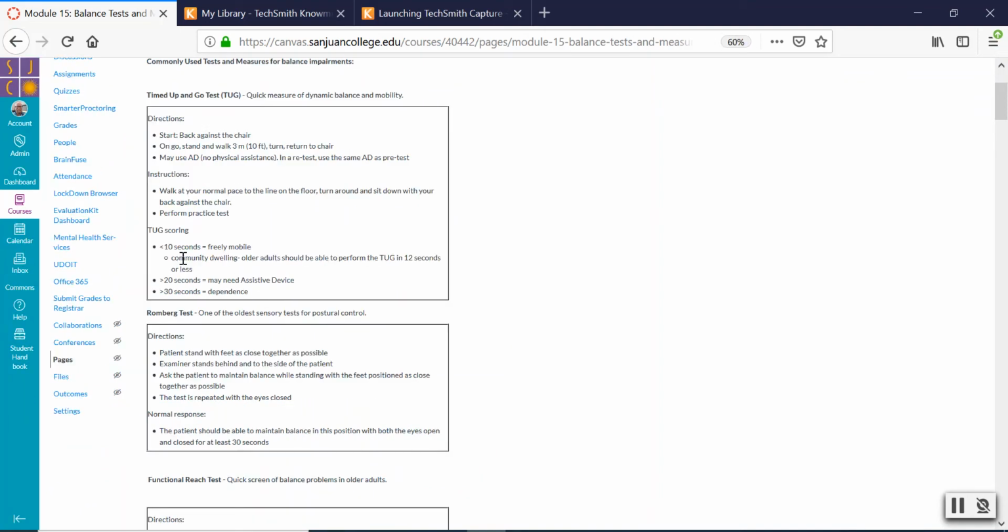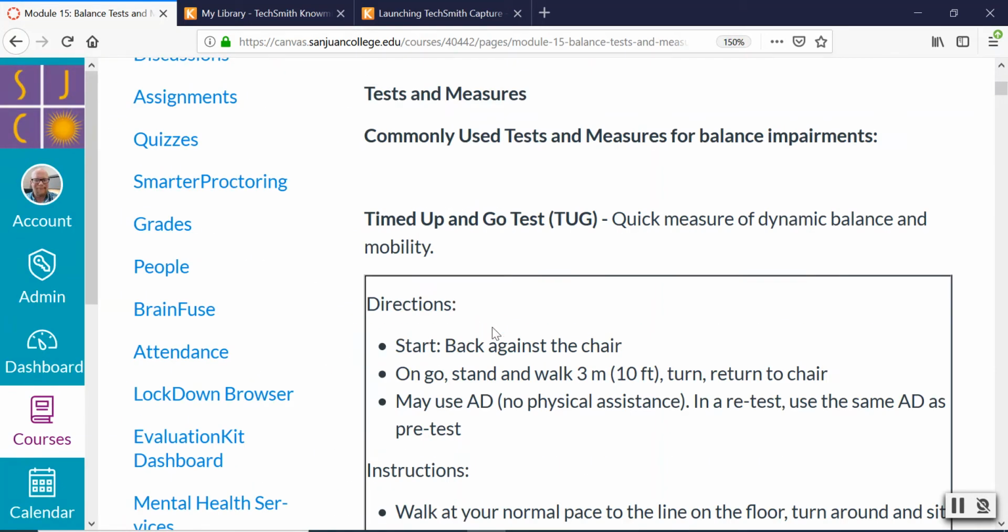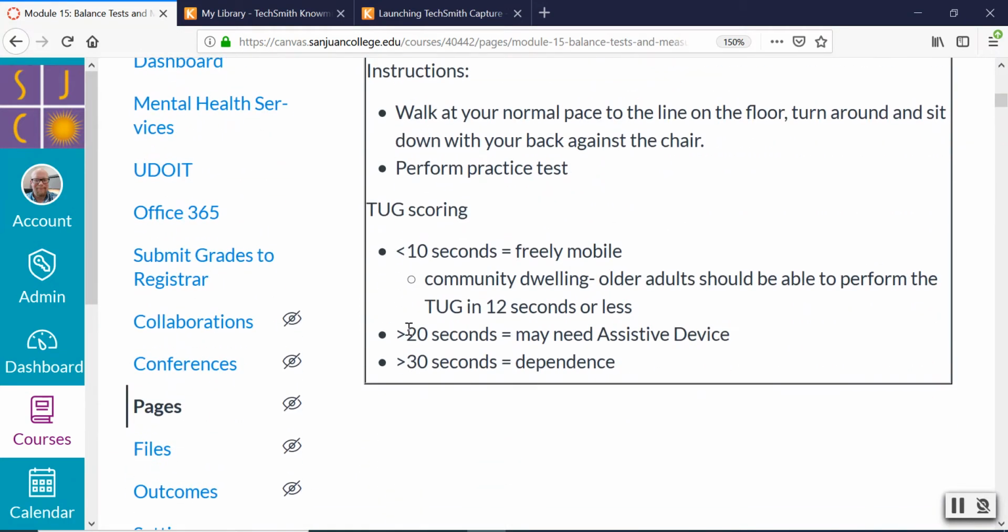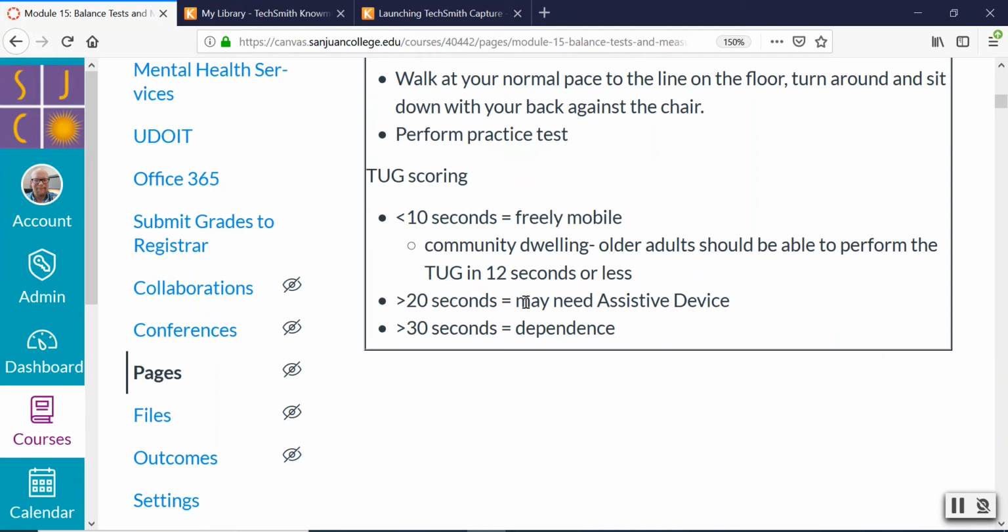If it takes them less than 10 seconds, sorry, they are freely mobile. That means that they're going to be pretty safe to walk around the community. Right? If they're older and they do it in less than 12 seconds, you can give them that same score.